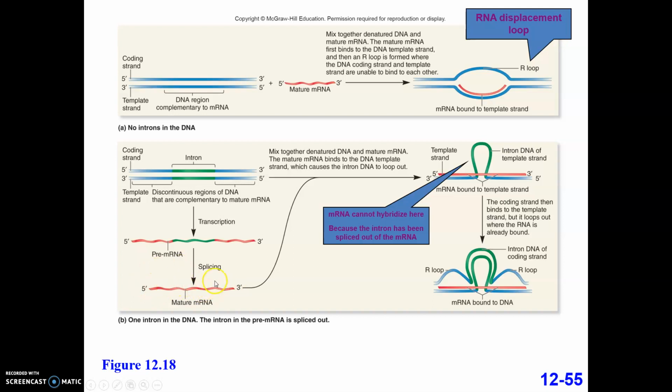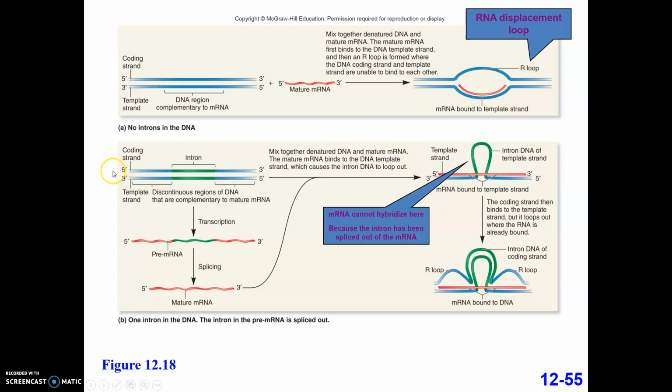If you were to take this mature messenger RNA and attempt to do this hybridization experiment, this is what you end up with. So you'd get a chunk of DNA that has a hybridized messenger to it, and then the whole region that corresponds to the intron would just be looped out. Okay, so this is just looking at the binding of the template and the mature messenger RNA.